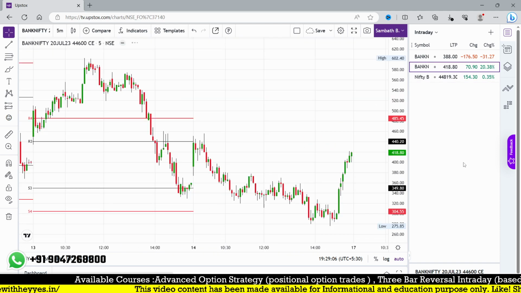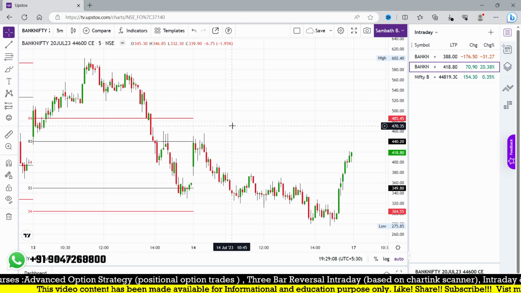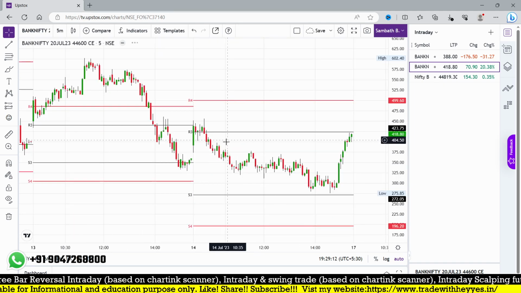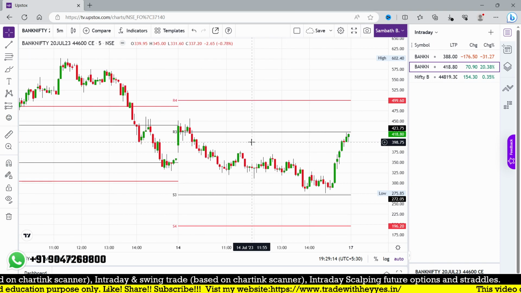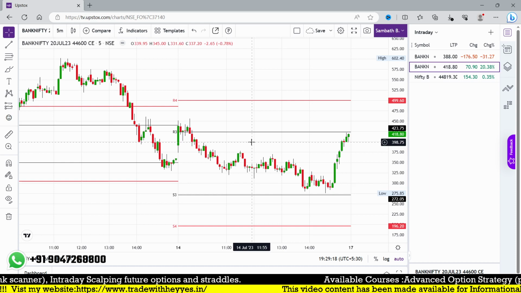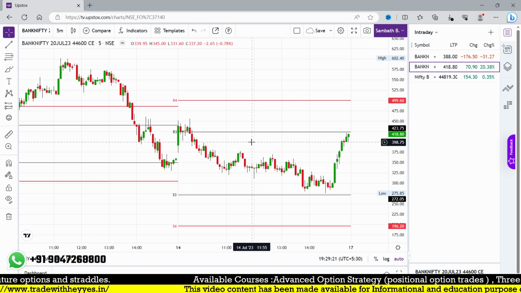Okay, this is my first option. This strike price, I'm going to use it on a 5 minutes time frame, so the levels will be plotted here. Look at this, the 5 minutes time frame. This is about Bank Nifty, but Bank Nifty was trading in the range of R3 and S3. Finally, it closed nearby R3.